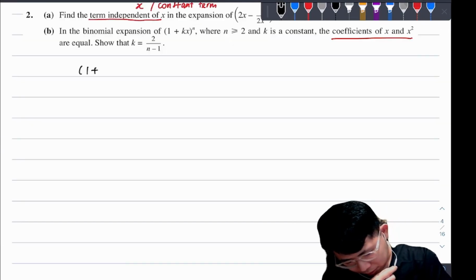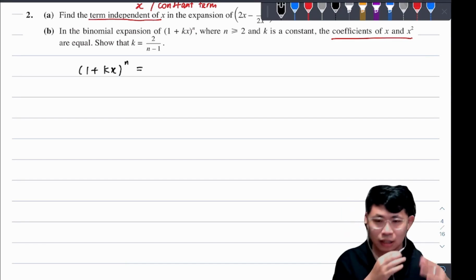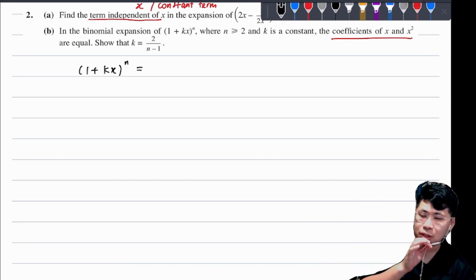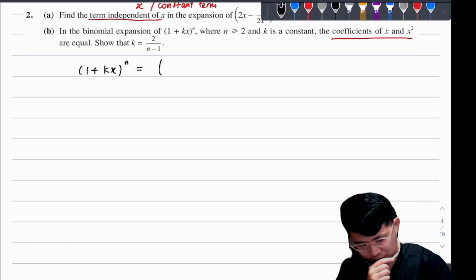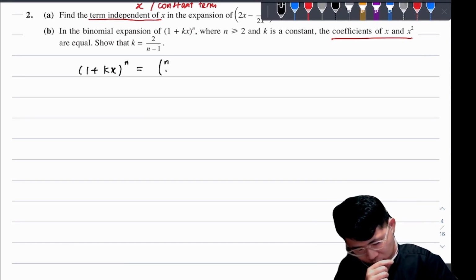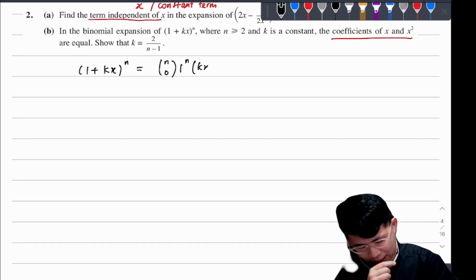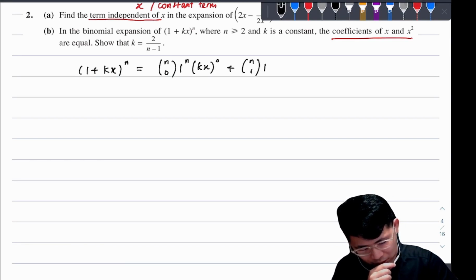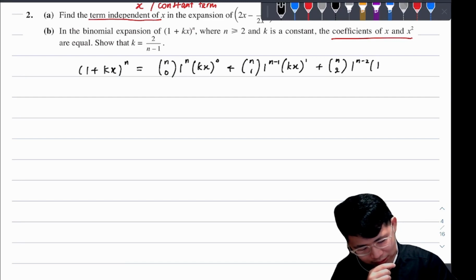So now I'm expanding 1 plus kx to the power of n. In the binomial expansion, I need to use the general formula repeatedly. So this will be n choose 0 of 1 to the power of n minus 0, which is n, and kx to the power of 0. Next one, plus n choose 1, 1 to the power of n minus 1, and kx to the power of 1. Next one, n choose 2, 1 to the power of n minus 2, and kx to the power of 2, and so on and so forth.